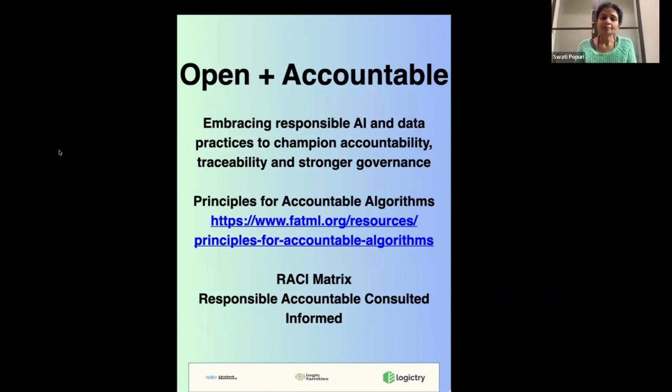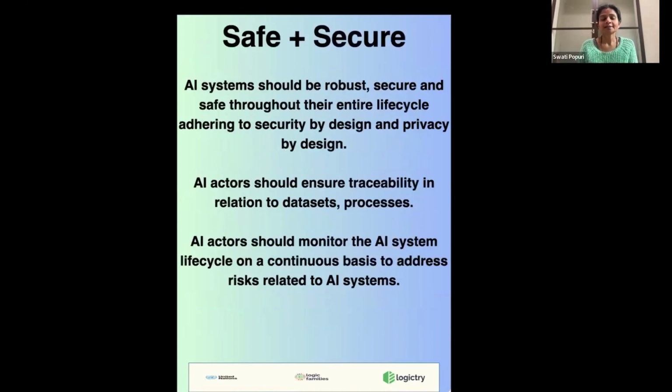Having these practices to champion accountability, traceability, and stronger governance also feeds into building more trust and transparency in the model. And the fourth and final foundational pillar is safe and secure. AI systems should be robust, secure, and safe throughout their entire life cycle, adhering to the principles of privacy by design and security by design.